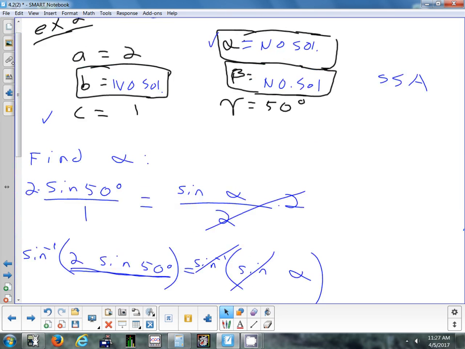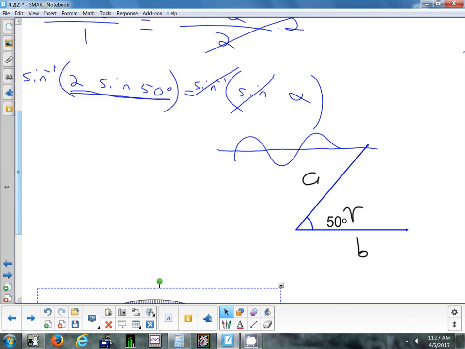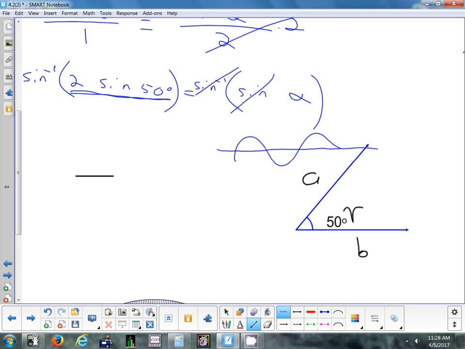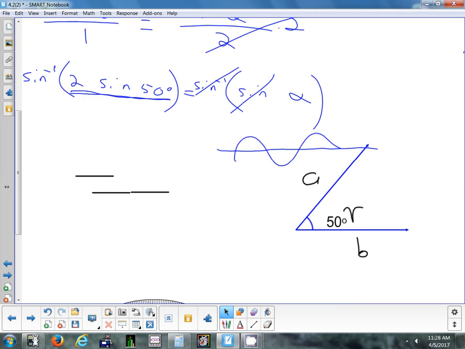And I need a side that's 2 units long and a side that's 1 unit long. It doesn't matter if it's 2 inches, 2 feet, 2 centimeters. It just has to be 2 units and the other one is 1 unit. So that's going to represent 1 unit. And then I'll put 2 of those together. Okay, and this side is now 2 units. Okay, it's twice as long as the other side. Any question on that? So 2 units, 1 unit.